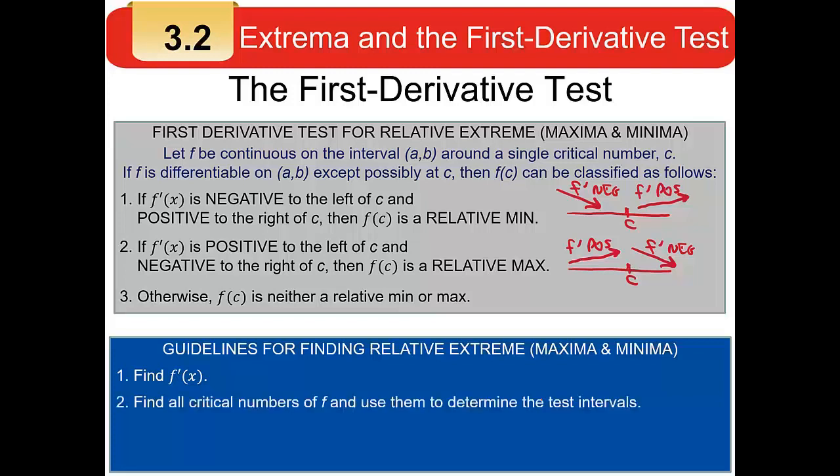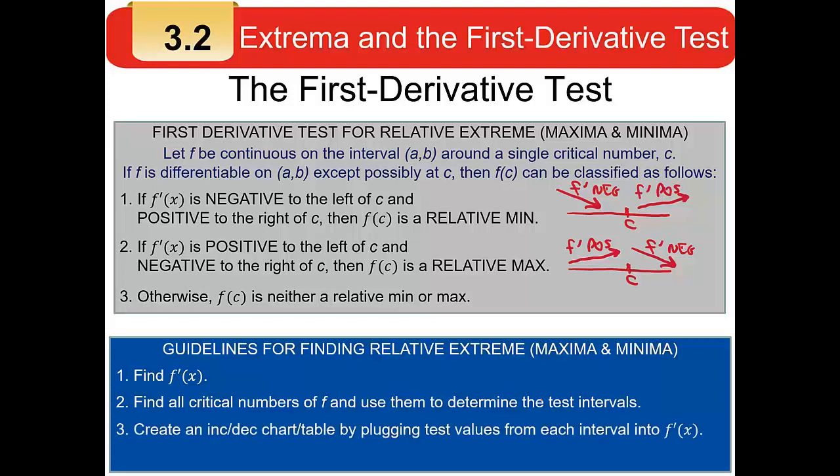Then you want to use that derivative to find the critical numbers. And then you're going to use those to determine your test intervals, as we've been doing earlier. And remember, your critical numbers come from taking the derivative and setting it equal to 0, or finding where the derivative is undefined and making sure those values are in the domain of the function.